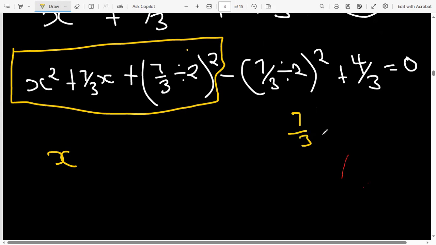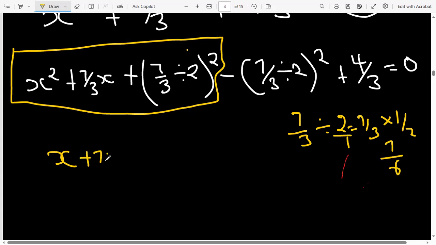So 7 divided by 3 divided by 2 is the same as 7 over 3 multiplied by what? By half. Okay, so here I've just changed this. The one that was down here has gone up. You know this mathematics, right? So this will be 7 multiplied by 1, which is 7, and then 3 multiplied by 2 to be 6. So it means inside here I have a 7 over 6, and then brackets, and then I put the square outside like that.